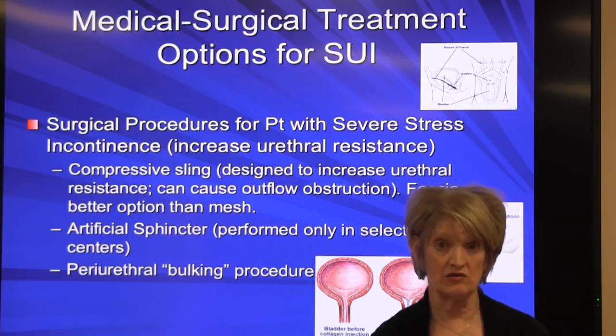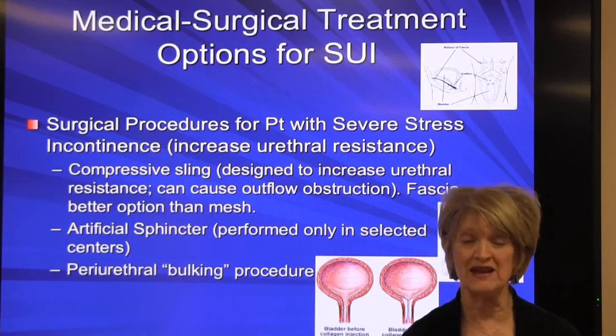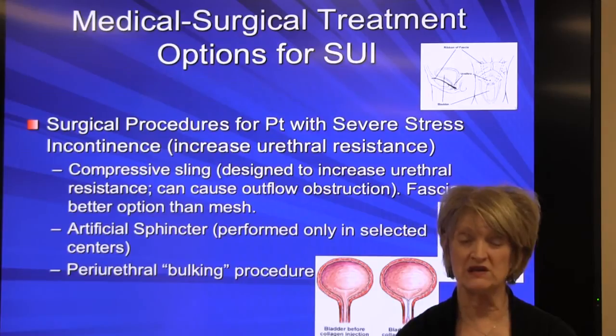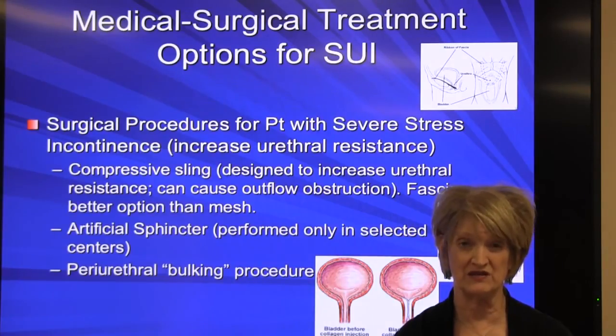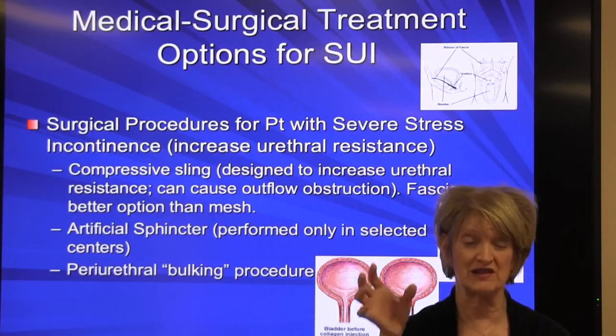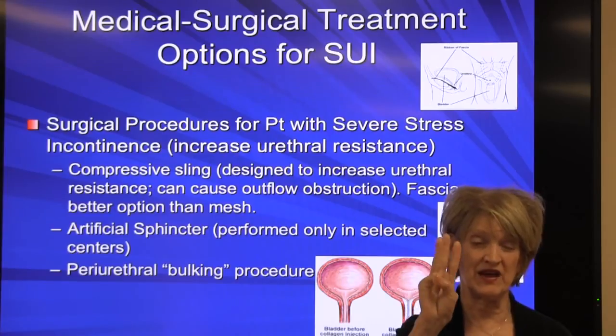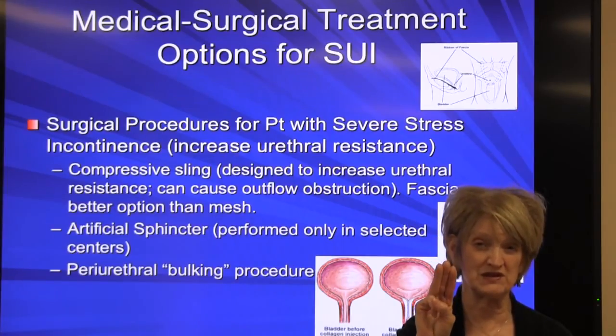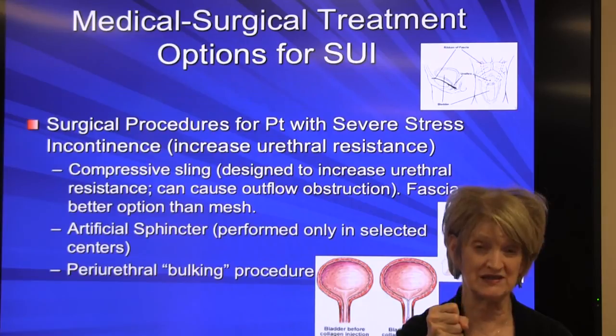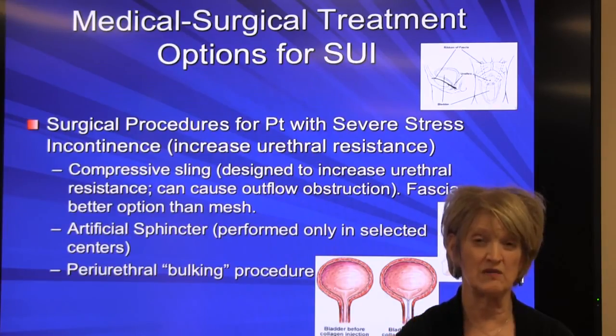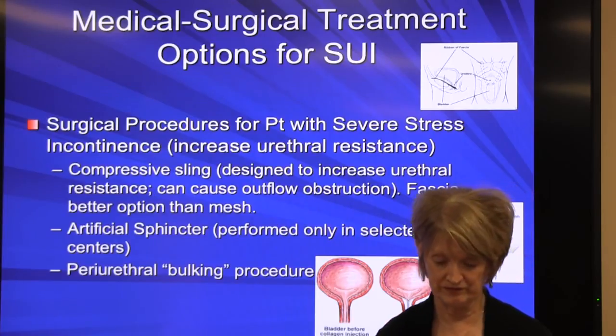You should know that for women and men with severe stress incontinence caused by a damaged or denervated sphincter, they're going to require a surgical procedure that literally increases urethral resistance. That there are 3 types of procedures. One's a compressive sling, one's an artificial sphincter, and one's a bulking procedure. That's what you need to know.